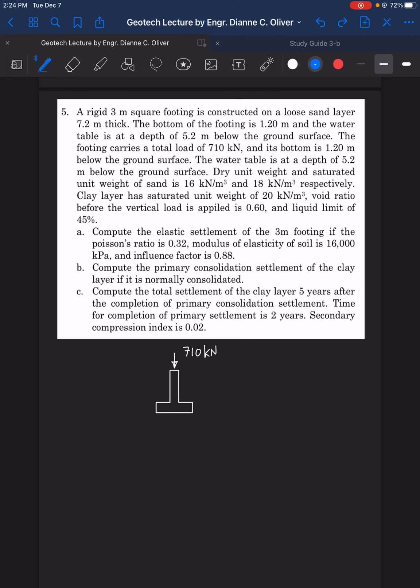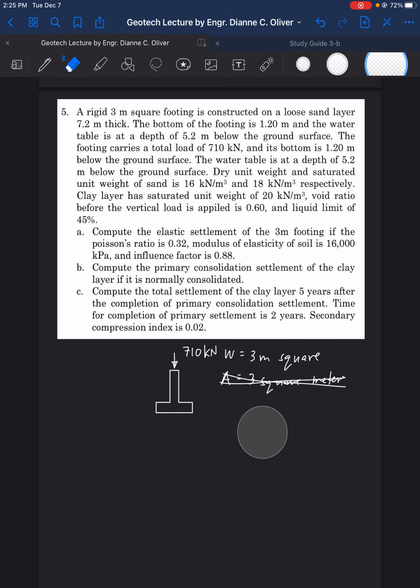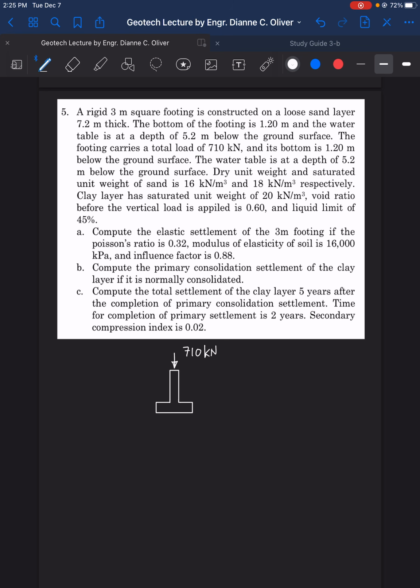A rigid 3-meter square. So we have another 3-meter square footing. Again, 3-meter square or 3 square meter? So this is the area, this is the dimension. Okay? So we are not talking about the area, we're talking about dimension and the shape of the footing. So rigid 3-meter square footing is constructed on a loose sand layer 7.2 meter thick.